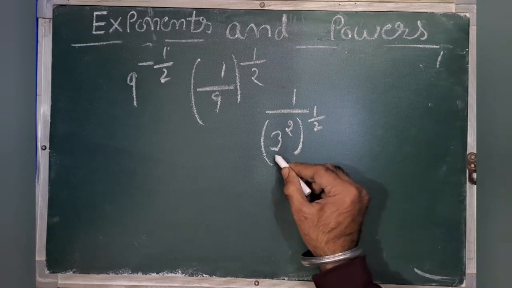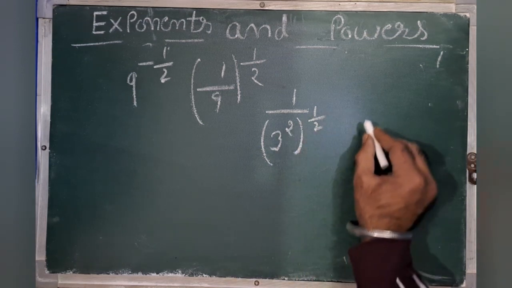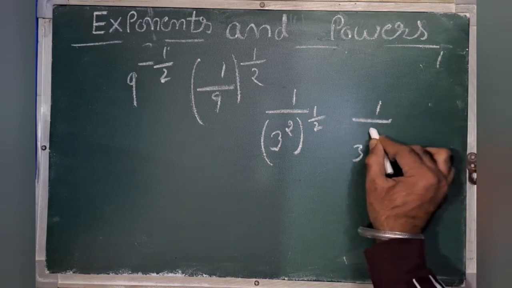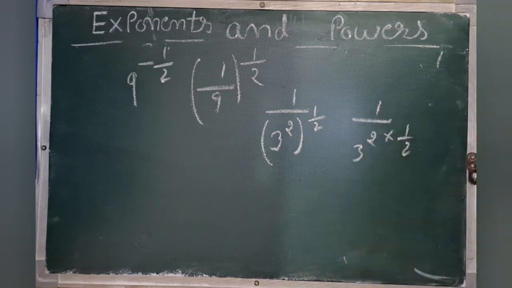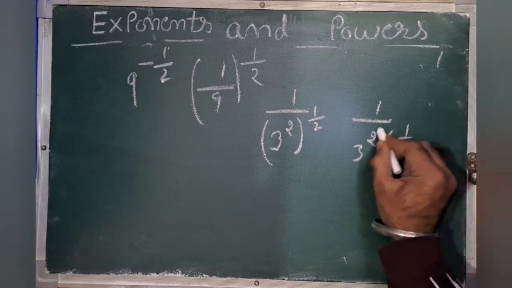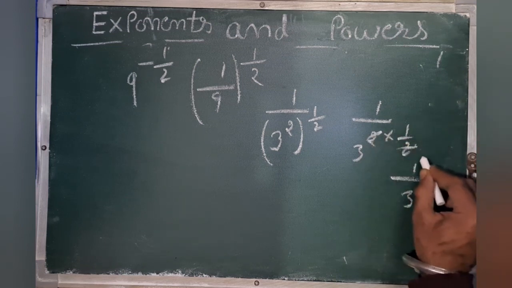Again, this is (a^m)^n. That means 1 upon 3 power 2 multiply 1 by 2, then 2 cancel, so 1 by 3.